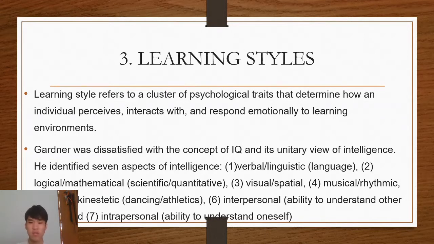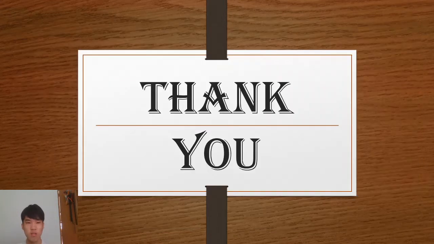Third, visual or spatial. Fourth, musical or rhythmic. Fifth, bodily or kinesthetic for dancing or athletics. Sixth, interpersonal, the ability to understand other people. And lastly, intrapersonal, the ability to understand oneself.